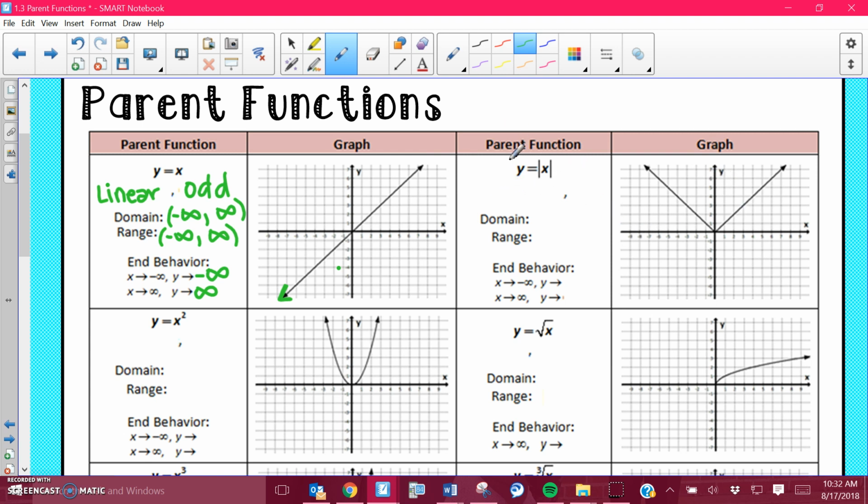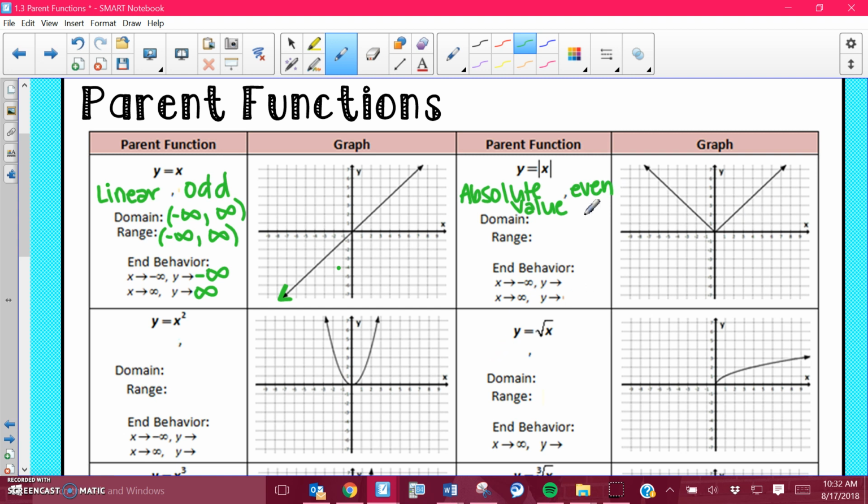So this function right here, when we put those bars around the outside and it looks like that V shape, that's the absolute value parent function. We don't do a lot with this, but it's a very useful tool to have. Looking at it, if I take my graph, I can fold it over that y-axis and it's the same on both sides. So this would be an example of an even function.